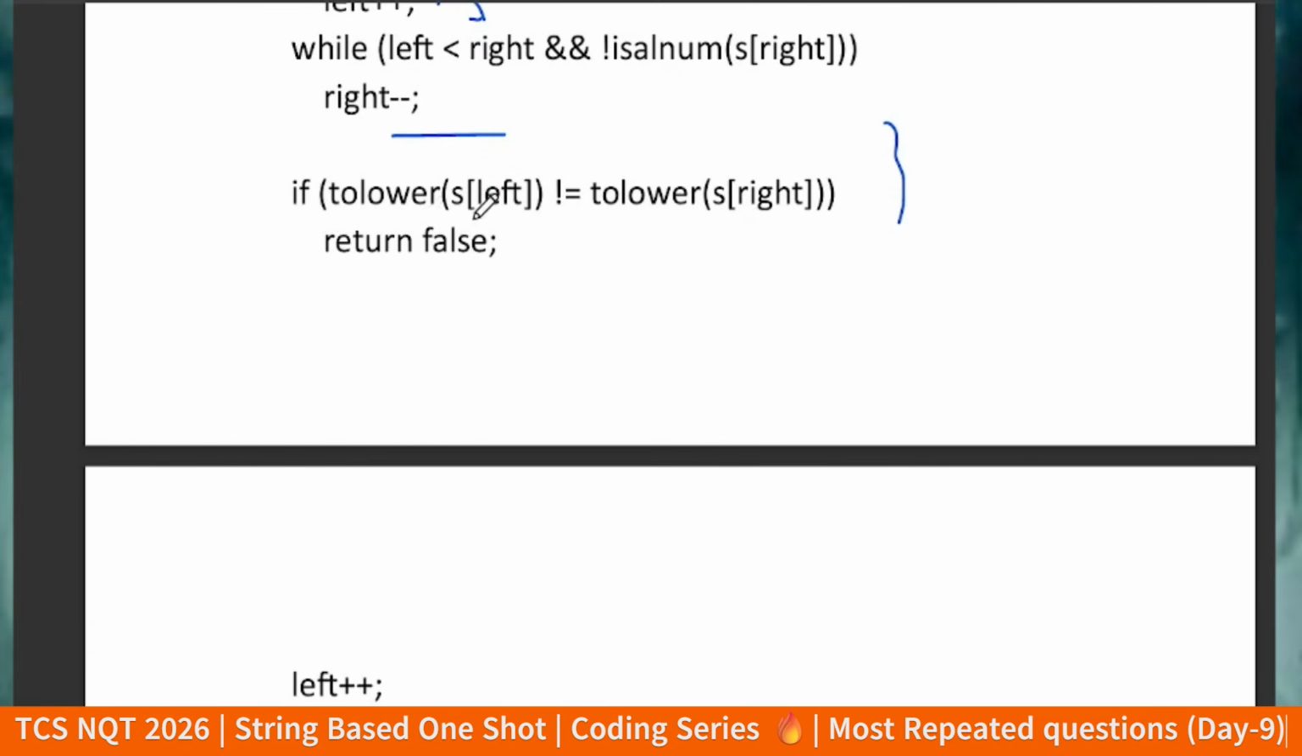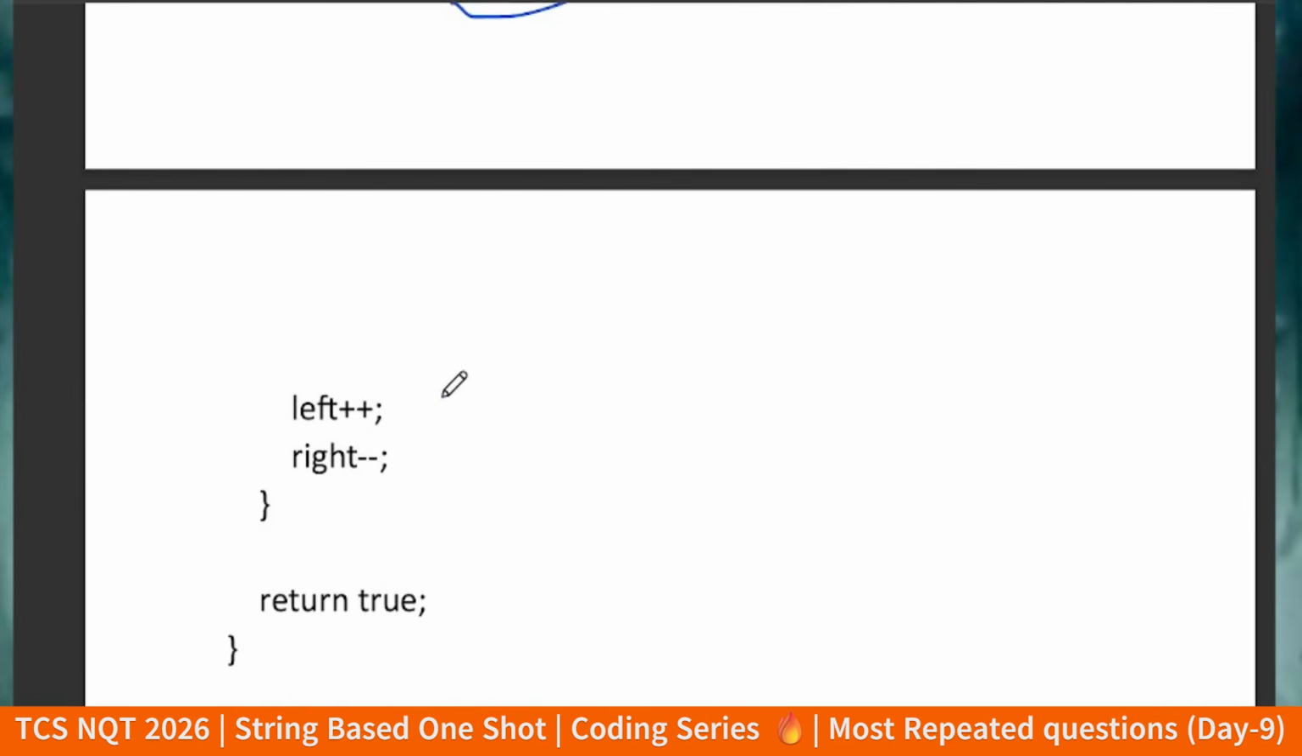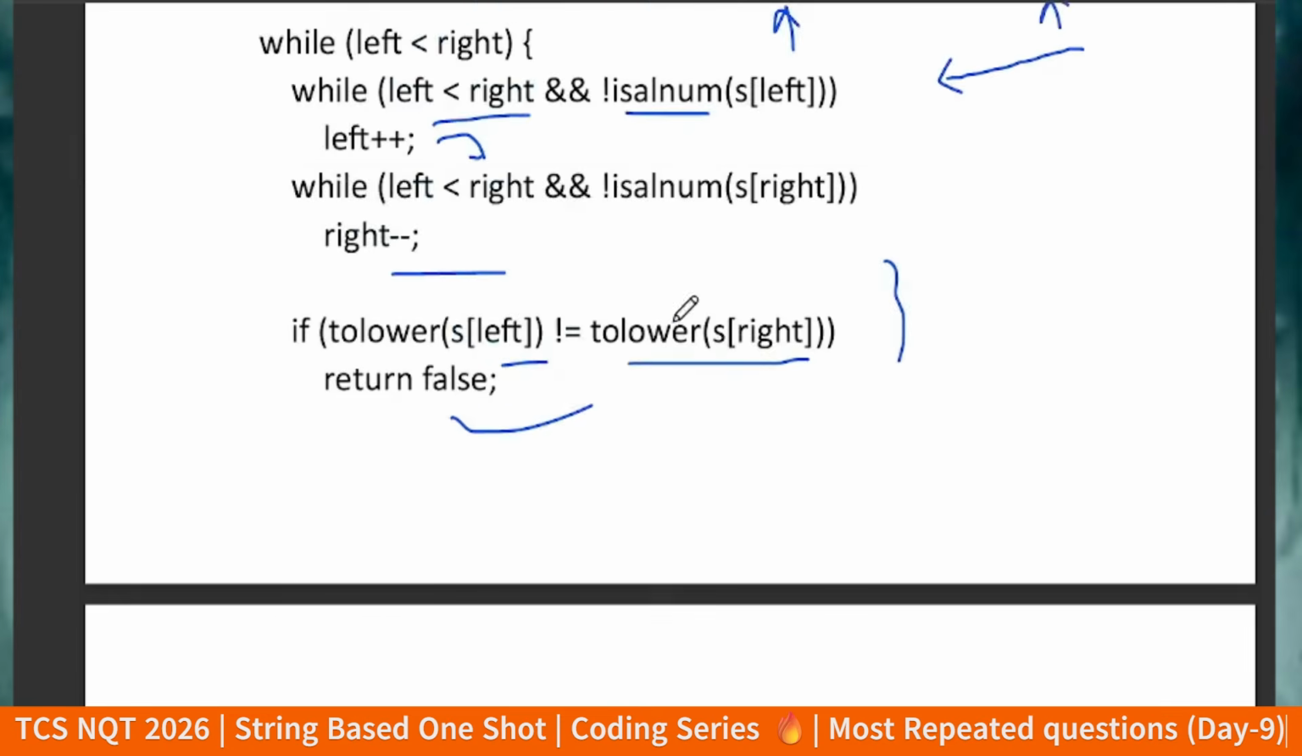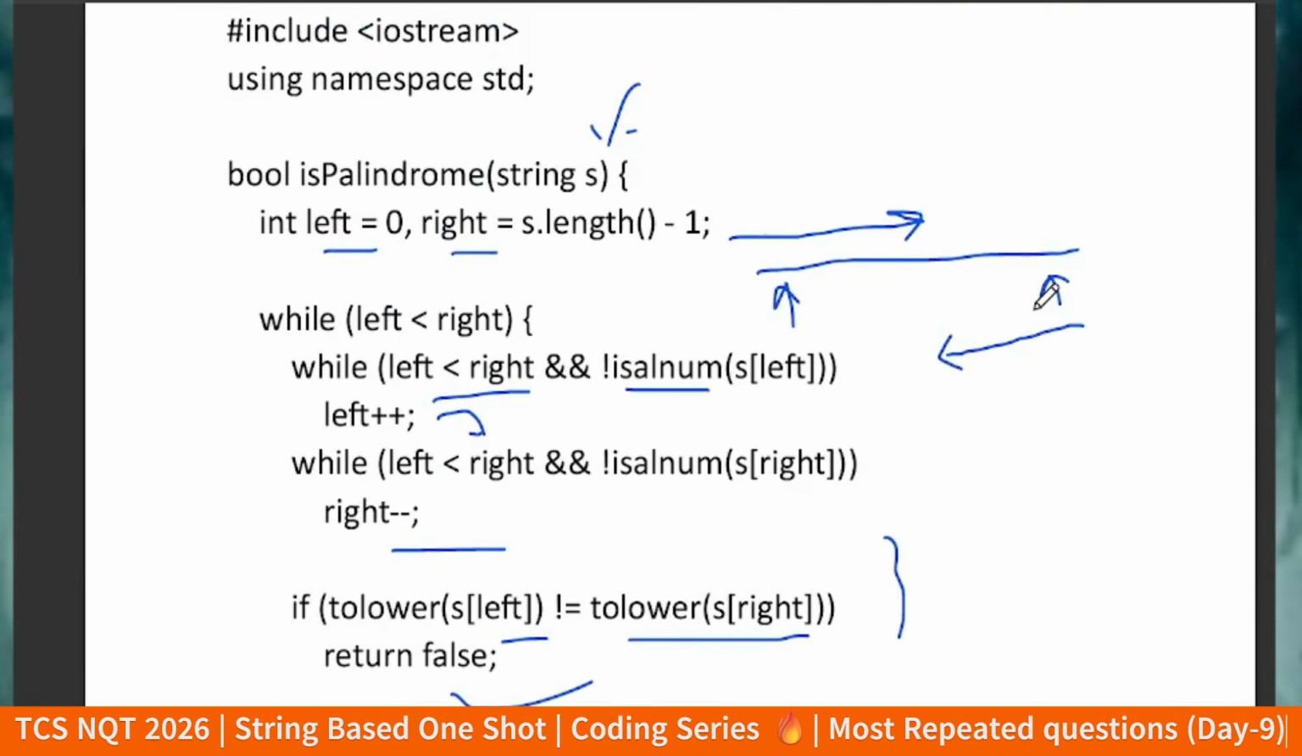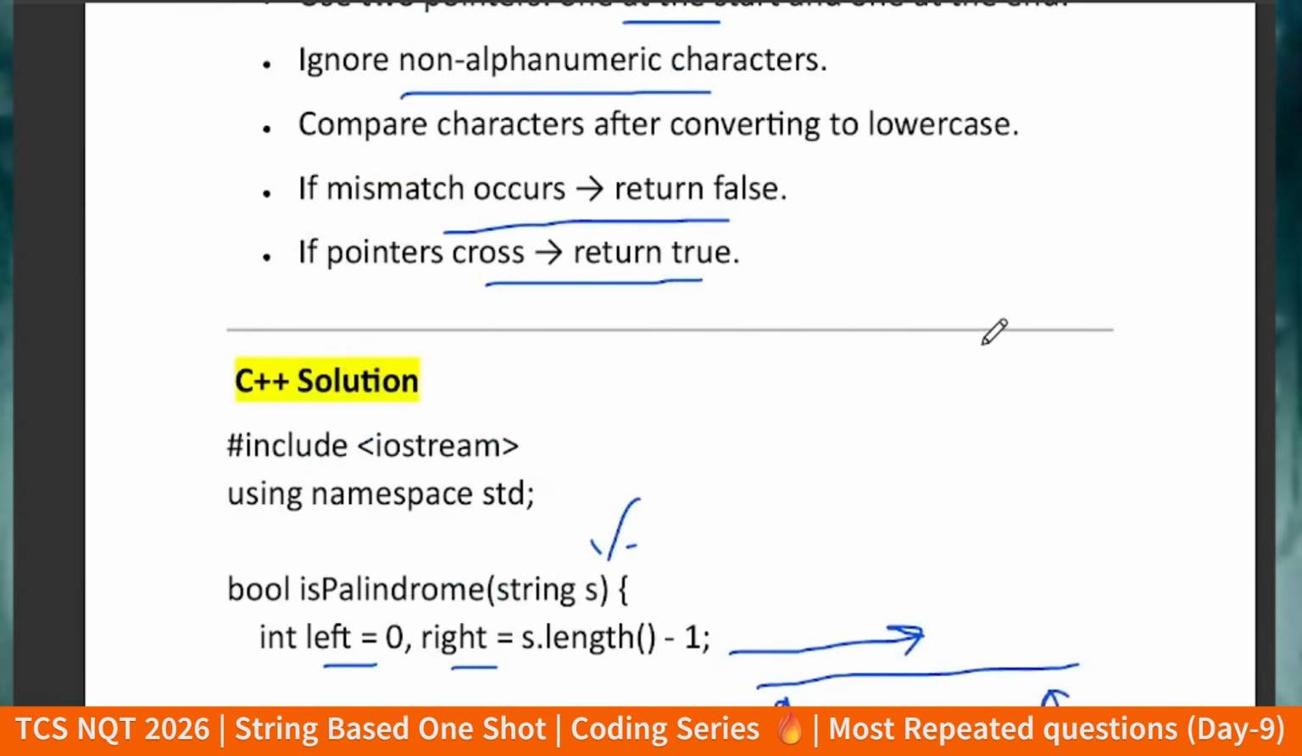Now if s left not equal to s right, means if you are reading those values and they are not equal, then it will return false, obviously, because that will not be our palindrome string. And if it is not so, I will increase the pointer, left plus plus and right minus minus. Means if it is matching, then I will continue, otherwise if it is not matching, then I will return false.